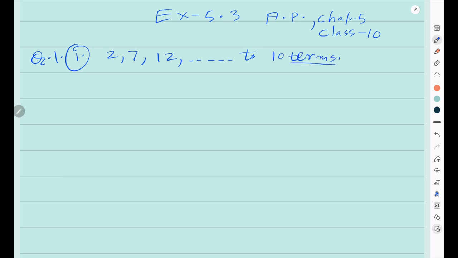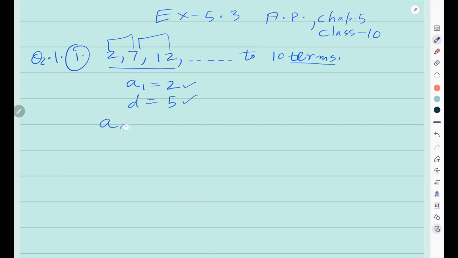Okay, 10 terms. First of all, we need to find some vitals of this AP. The first term, which we denote as A1, is 2. What is the common difference? 7 minus 2 or 12 minus 7, anything, it will be the same. That is 5. So we have found out the first term is 2, common difference is 5.